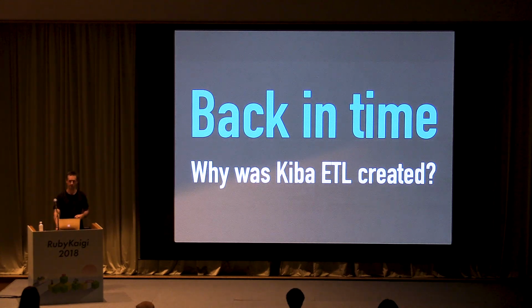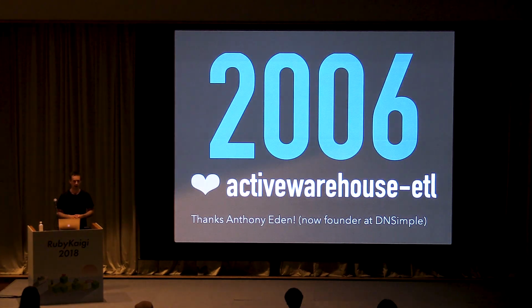Back in time, I'm going to take you a bit back in time to understand why Kiba was created in the first place, because it builds up on prior work, okay? I started in 2006. I found a gem called Active Warehouse ETL by a guy called Anthony Eden, now founder at DNSimple. And I really fell in love with the tool. I had been using GUI tools, you know, click and point stuff to describe the data processing I needed to achieve. And it was really a headache. You couldn't version things. You couldn't put things under Git. You couldn't easily use your daily editor. So it was really a mess, okay?